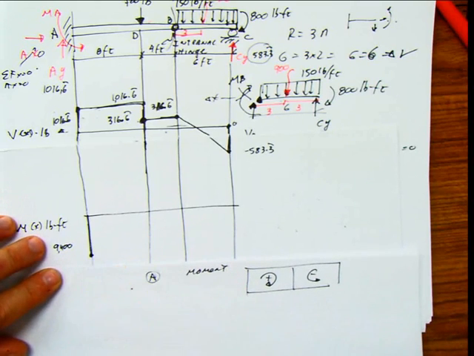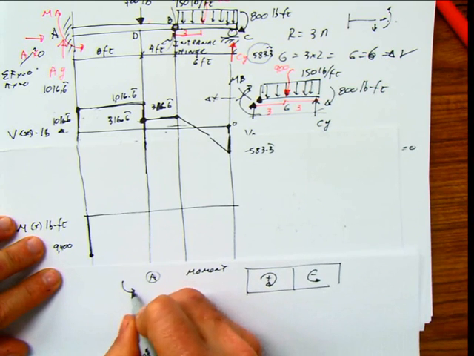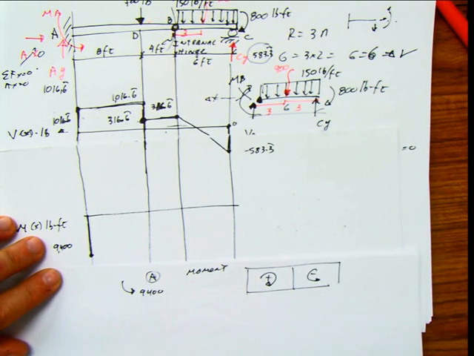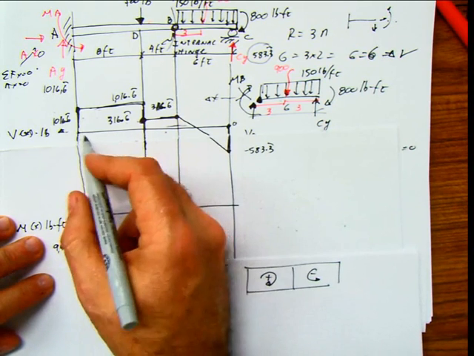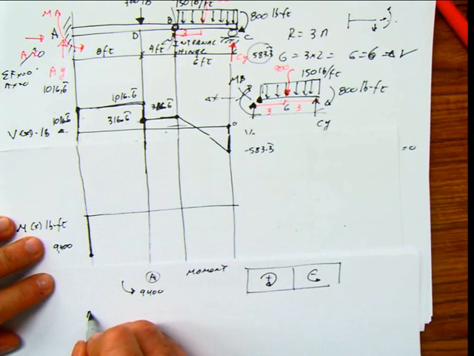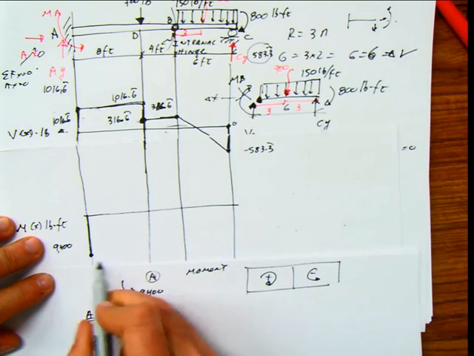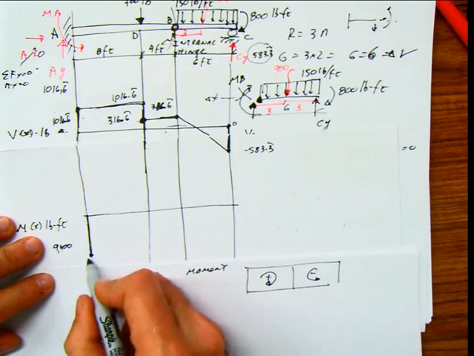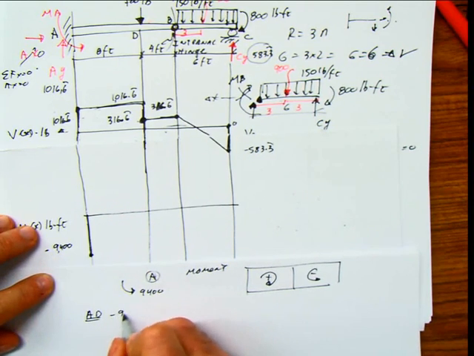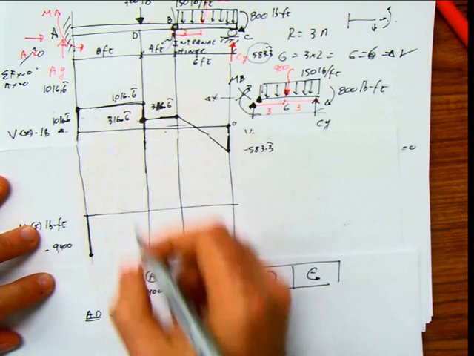Negative. It's a jump in this way. I have a moment of negative 9400 in that way. Okay? Now, we continue for AB. AD. And AD, we found that moment, which is negative 9400, plus this area.